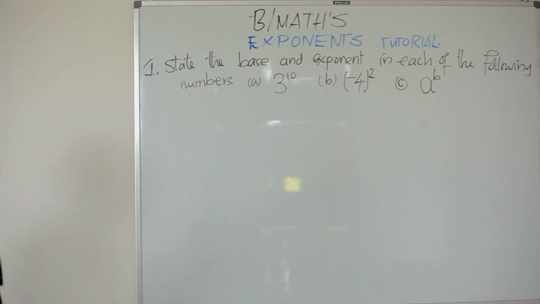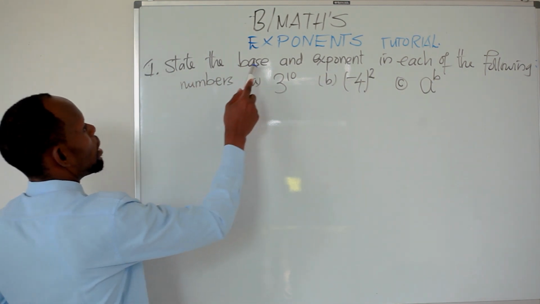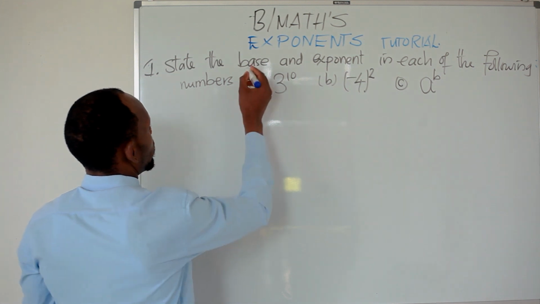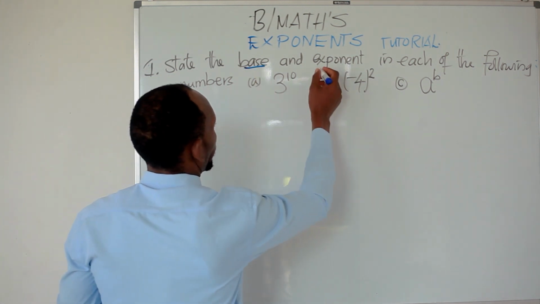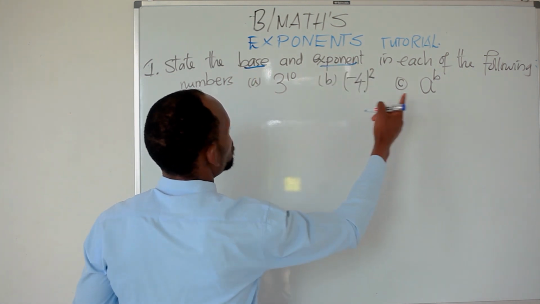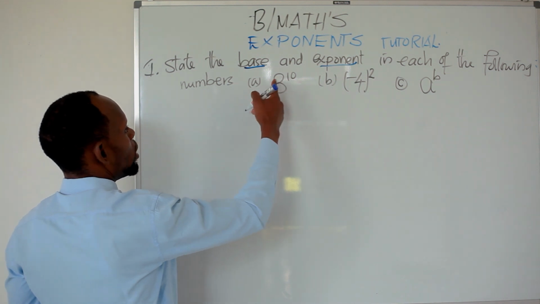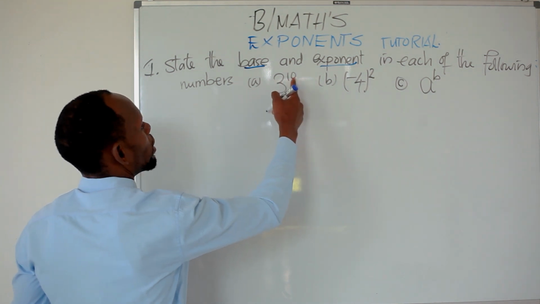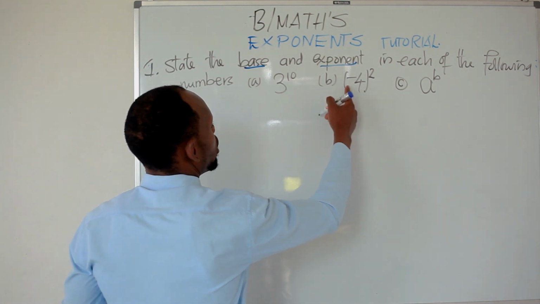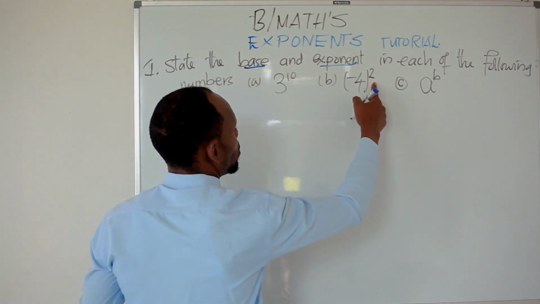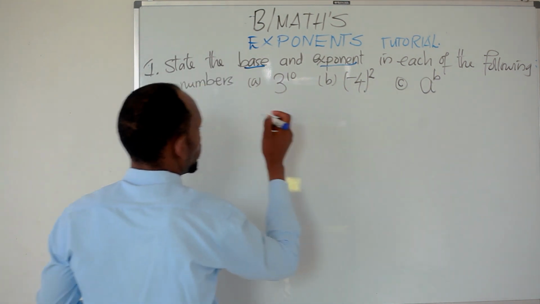Yes, you are given this question. State the base and exponent in each of the following numbers. A, you are given 3 power 10, B, negative 4 power 2, C, A power B. Let us go.